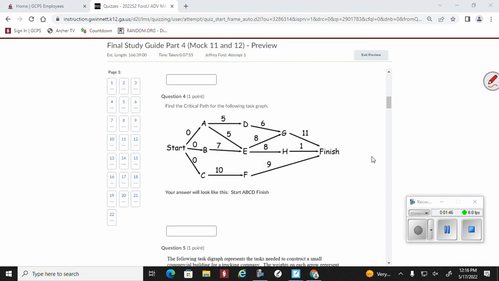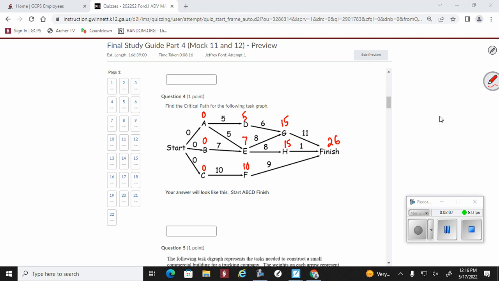All right, very similar. Find the critical path. First thing we need to do is find the minimal project time. So A, B, C would be 0. D would be 5. E is a merge. That'll be 7. F is 10. And then G would be 15. That'd be 15, which would be 26.